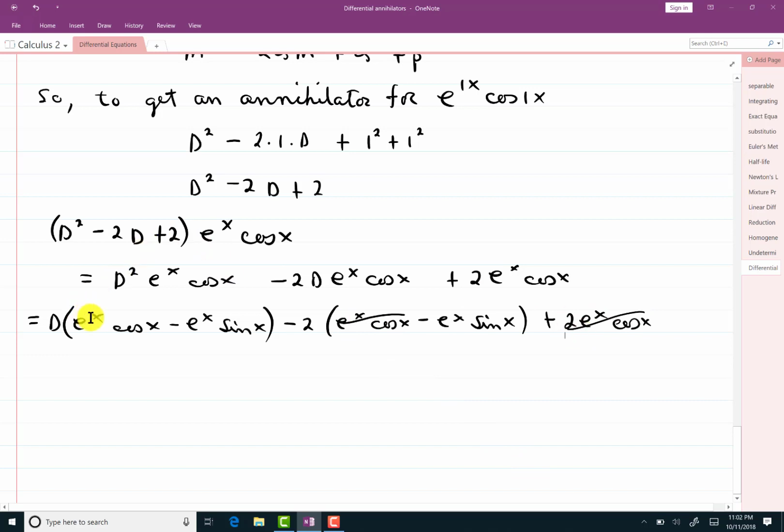And now let me apply it. Perhaps it might be easier to do it this way. And what do I have left surviving so far? I have plus 2 e to the x sine of x.